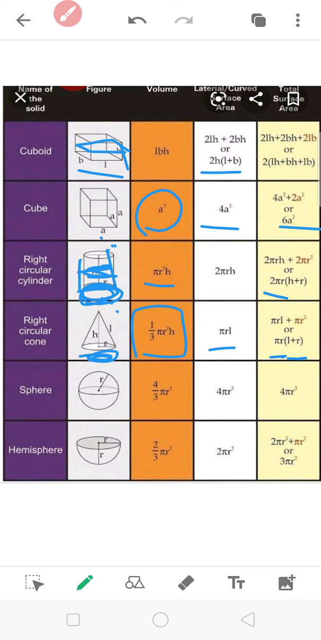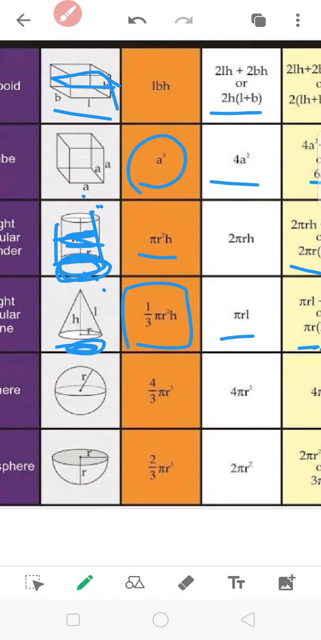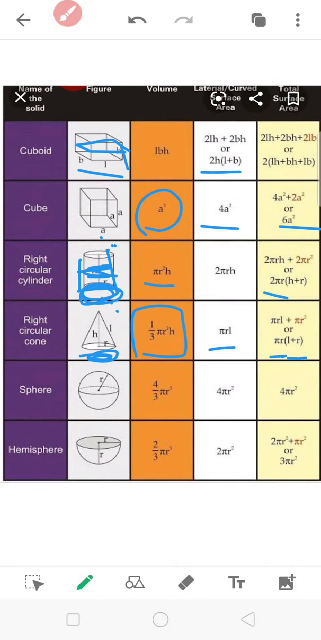Then sphere: 4 by 3 pi r cube is the volume of the sphere. And the curved surface area is 4 pi r square. Then the total surface area is also 4 pi r square. Got it? The next one, hemisphere, is half of the sphere, so half of everything: 2 by 3 pi r cube for the volume and 2 pi r square for the curved surface area. Here the base part is like a circle, pi r square, which we add. So 3 pi r square is the total surface area.